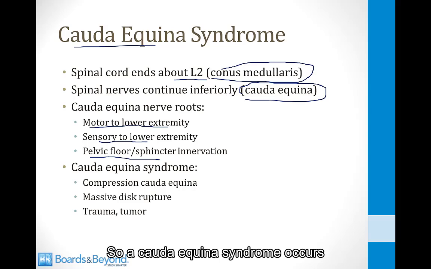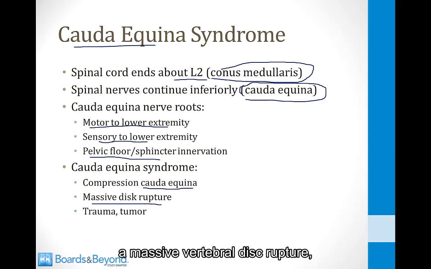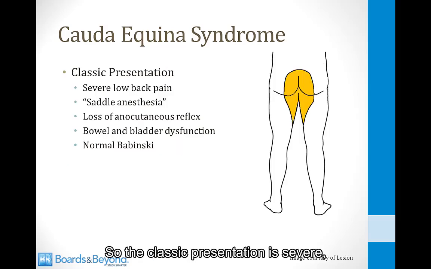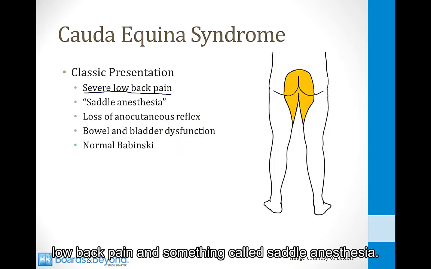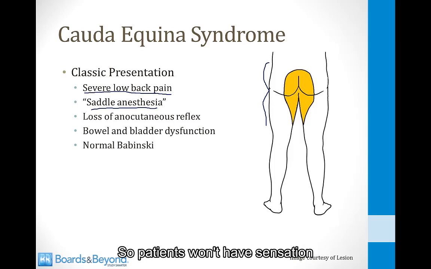So cauda equina syndrome occurs when you get compression of the cauda equina, and this can happen if you have a massive vertebral disc rupture, or it can happen from trauma or tumor. The classic presentation is severe low back pain and something called saddle anesthesia, and this picture over here on the right shows the area involved in saddle anesthesia. It's the area that would sit in the saddle. So patients won't have sensation over their buttocks in that area.